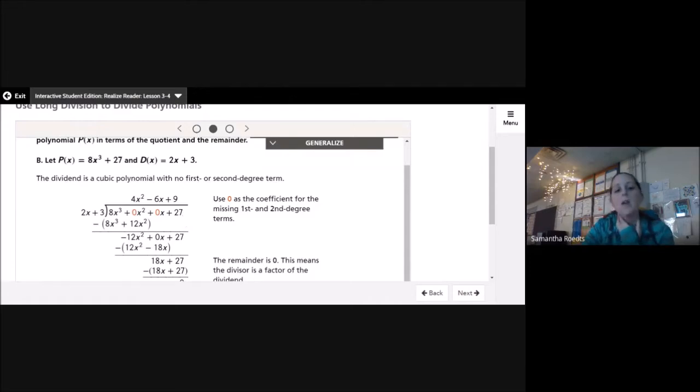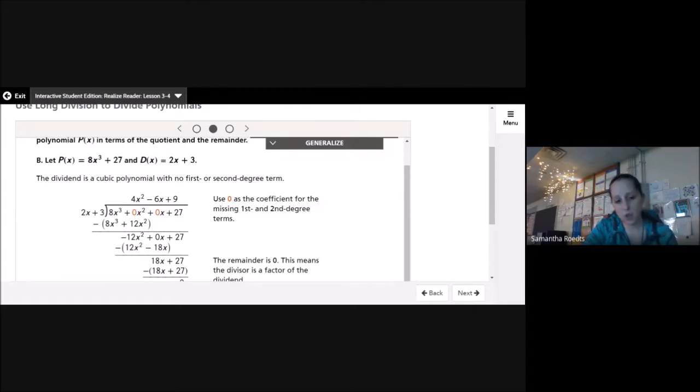Okay. So again, I ask myself, 2x times what gives me 8x cubed? Well, 4x squared gives me 8x cubed when I multiply it. So 4x squared times 2x is 8x cubed. 4x squared times 3 gives me 12x squared. Okay, I then subtract. 8x cubed minus 8x cubed is 0. 0x squared minus 12x squared gives me negative 12x squared. And then I bring my other values down.